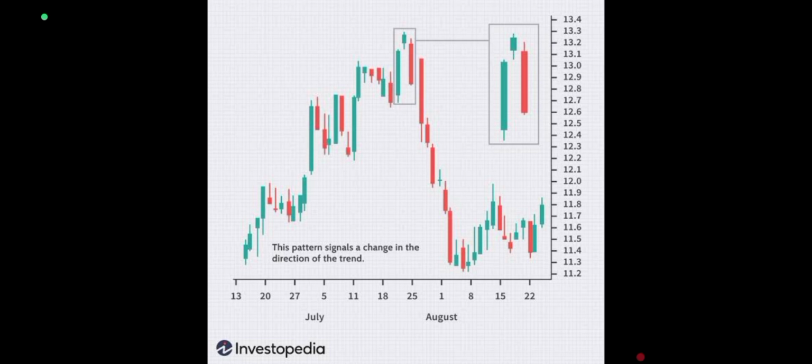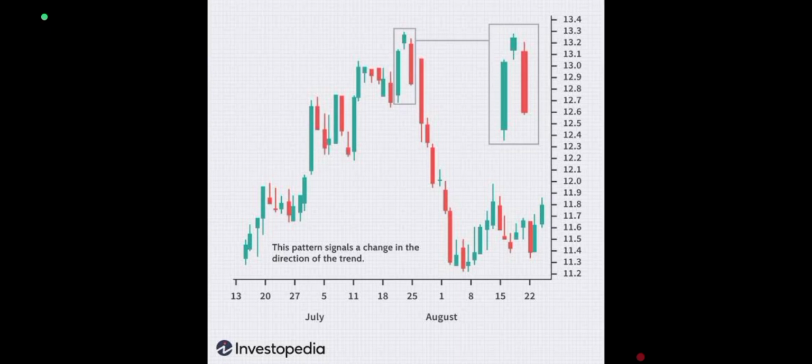The evening star is contrary to the morning star. It is a three-candle pattern that signals a reversal from uptrend to downtrend, consisting of a large green candle, a small body candle, and a large red candle. So based on what I explained previously on the morning star, this is the opposite.